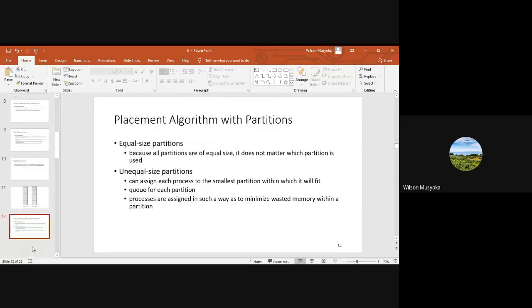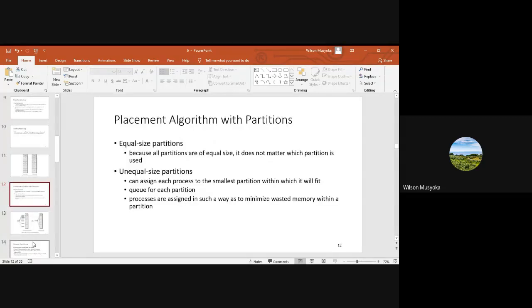which has a challenge. That is why we start talking about placement algorithms with partitions. Here we are talking about equal size partitions, whereby all partitions are of equal size, and it does not matter which partition is being used. We also have unequal size partitions, whereby the operating system can assign each process to the smallest partition within which it will fit. Then you put a queue for each partition, so that once this process is done, the next one on the queue can follow through.